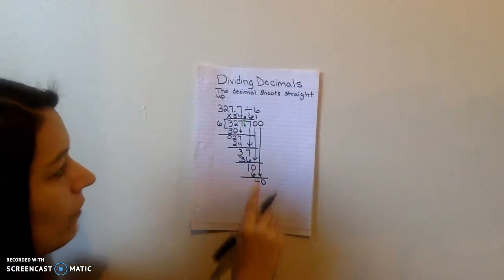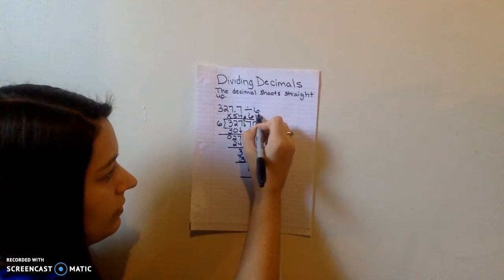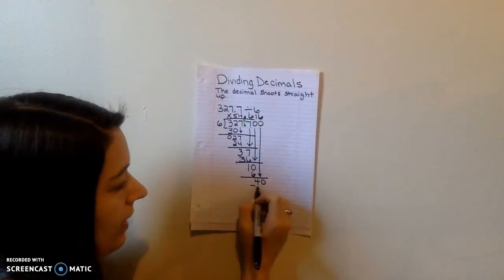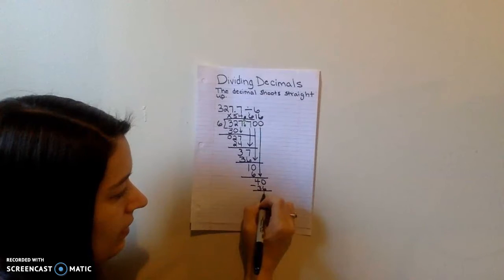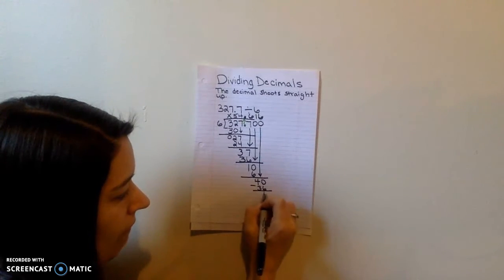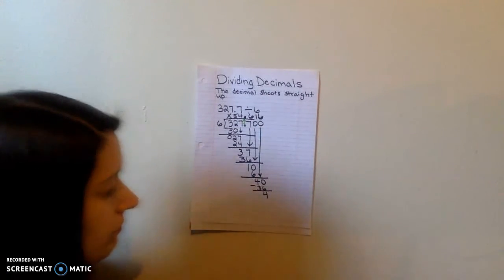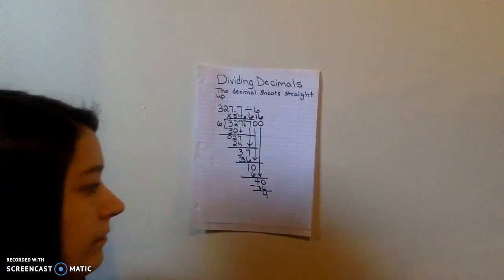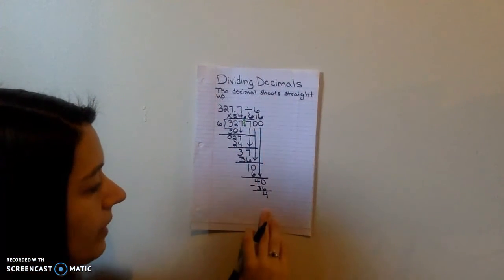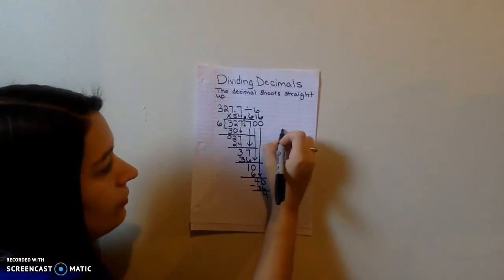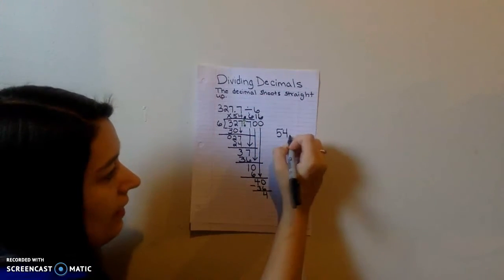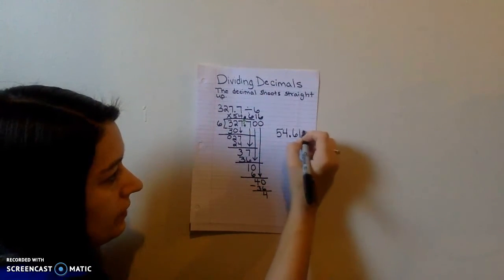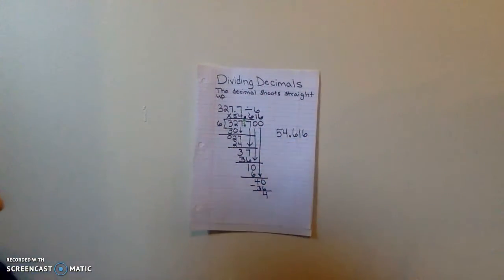6 goes into 40 6 times. We subtract 36, and we're going to get 4 again. And then it would just repeat from there, so we can stop. So our answer is 54 and 616 thousandths.